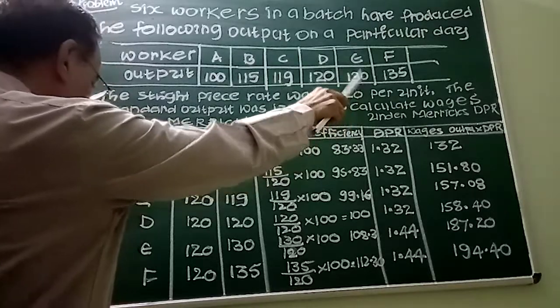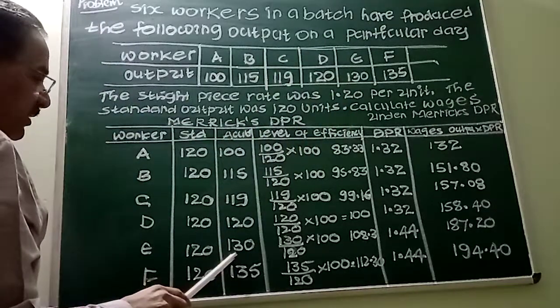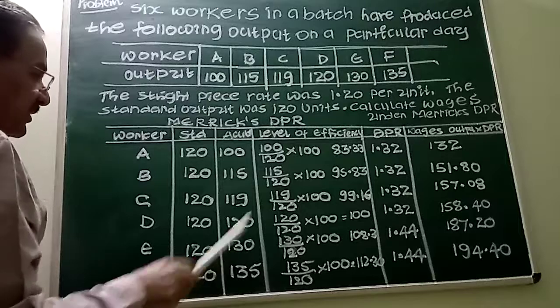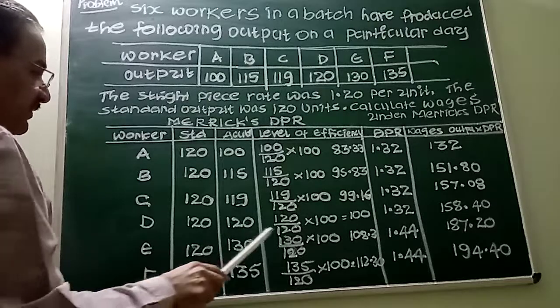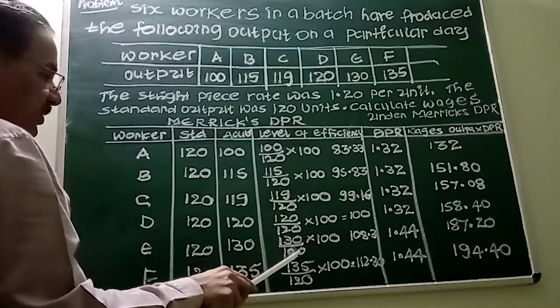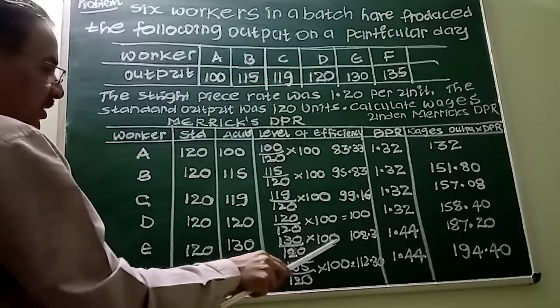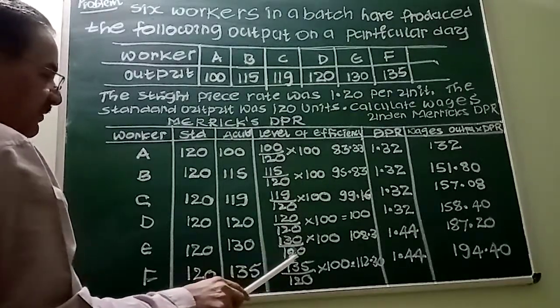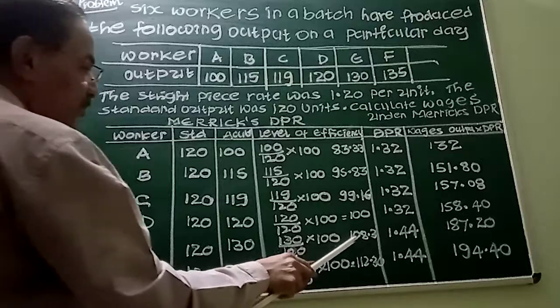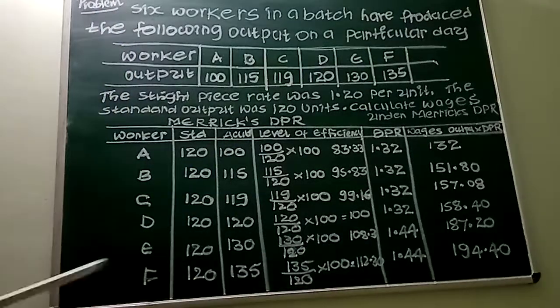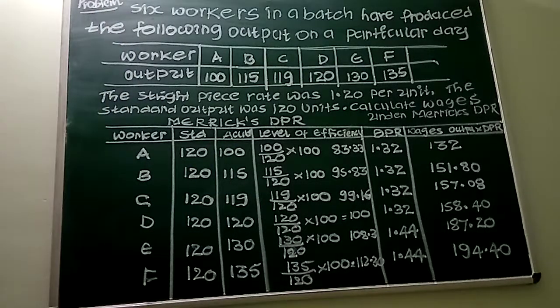Obviously, he is more. So 120 and 130. It's a very important thing. So we have to calculate the level of efficiency. Actual output divided by standard output into 100. So 130 divided by 120 into 100 is equal to 108. He is above 100%. So he gets 120% of ordinary piece rate.